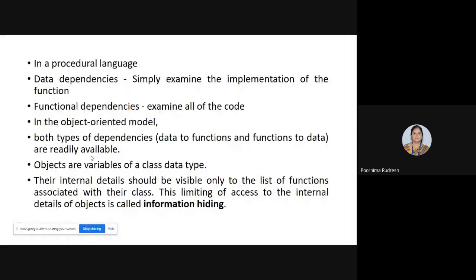Any doubt here? What is information hiding? The internal details should be visible only to the functions associated with their class, and limiting access to the internal details of the object is called information hiding. Understood? Hiding the implementation details of the object is called information hiding. Any doubt in this?